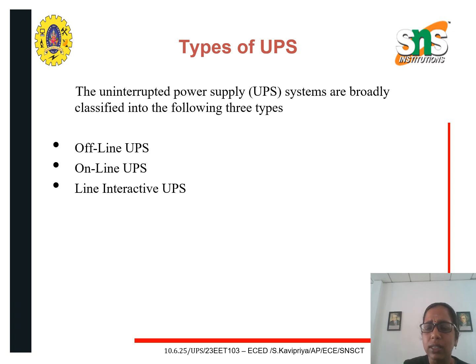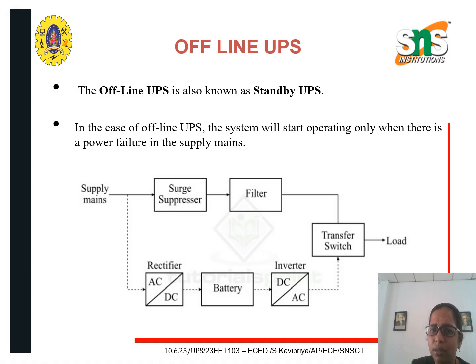And we're going to discuss the types of UPS. There are three types of UPS: offline, online, and line interactive. Offline is a very simple form of UPS. It doesn't have any extra features. It has basic features: a rectifier, a battery, an inverter, a filter, and switches.